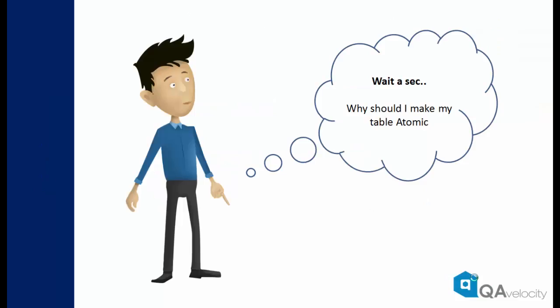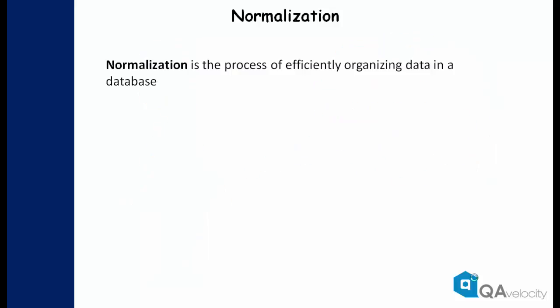Wait a second, why should I make my table atomic? Exactly, this is an obvious question which comes to our mind. Atomicity will help us design a smart table where we can search our results easily, and that is where the concept of normalization comes into the picture. Normalization is a process of efficiently organizing data in a database.